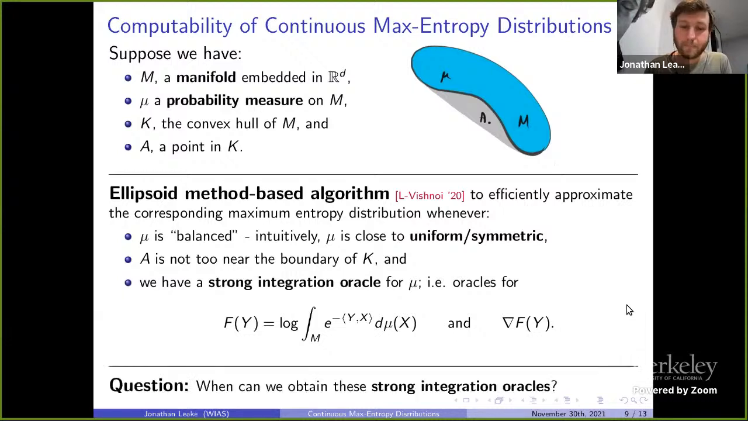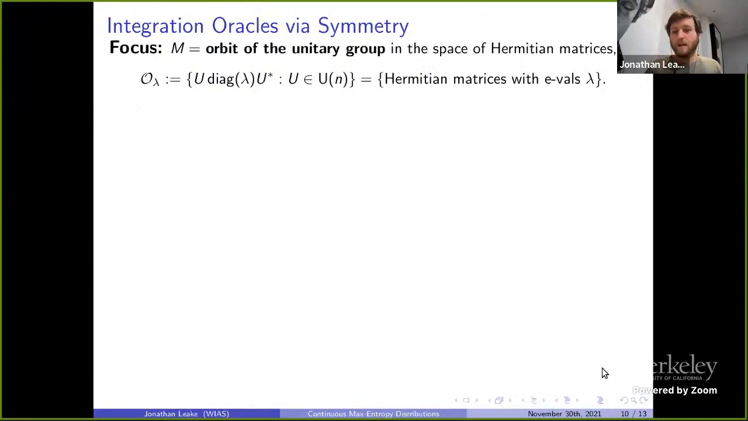Okay. And so then the next question is, okay, fine. We've basically boiled this down to being able to find these nice measures and being able to compute these integrals. But these integrals look potentially hard. When are we able to actually compute these integrals? Okay. And that's when symmetry comes in.